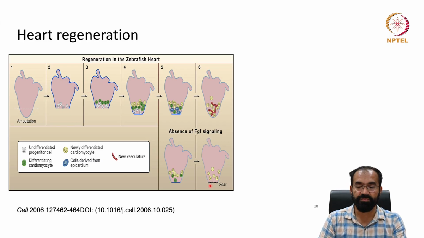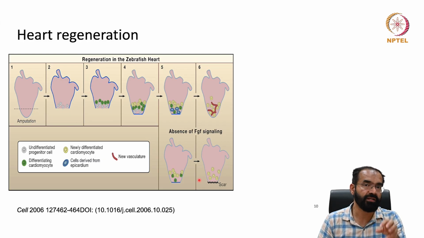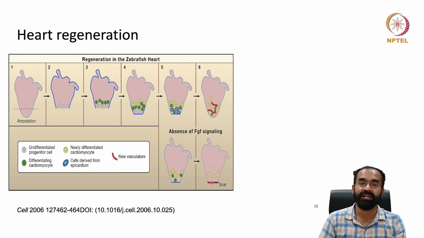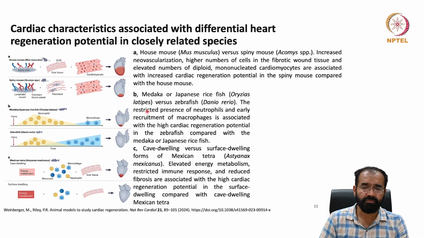Zebrafish that is capable of regenerating, you just got rid of the FGF signaling. By blocking the FGF signaling, wound healing happened and the heart is fine also, but there is formation of a scar. That means contraction may not be perfect. Although regeneration happened, contraction may not be perfect. Why? You got an unwanted scar formed in between, which can interfere with the proper contraction of the cardiac muscle.